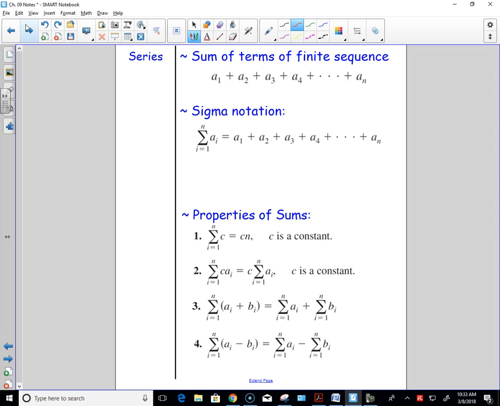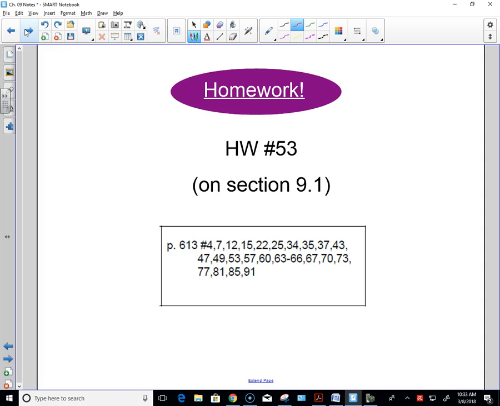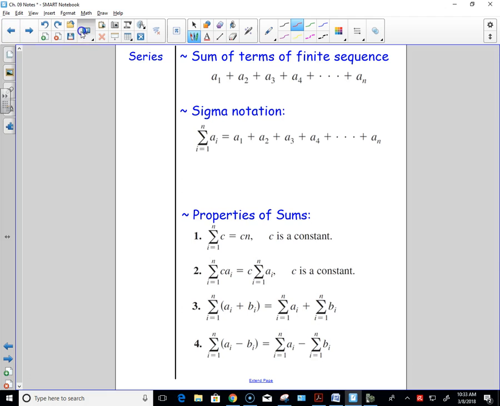Whoo! Sigma. Oh my goodness. We're having too much fun in section 9.1. We're not going to 9.2 today. Here we go.